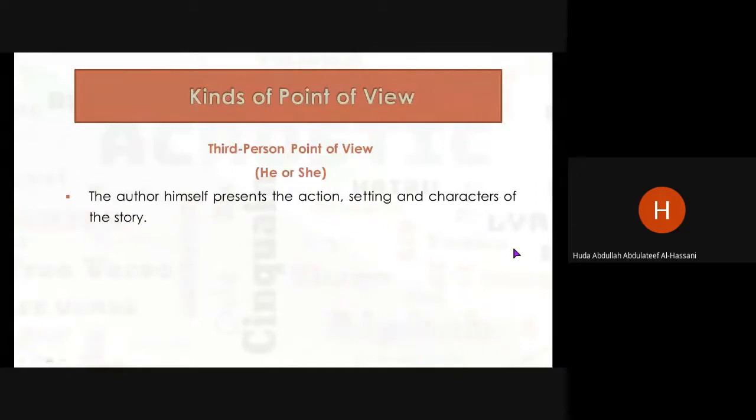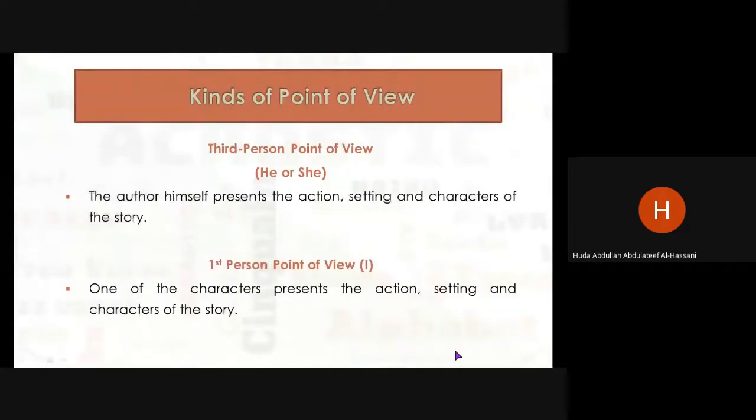If I have first person point of view, one of the characters presents the action, setting, and characters of the story. What do I mean by that? Look, in the third person point of view, I am the author. I am the one who will present anything in this story, the action, the setting, and characters, by using the pronouns referring to the characters in the story. He, she, or maybe it, if I have an animal or a thing.